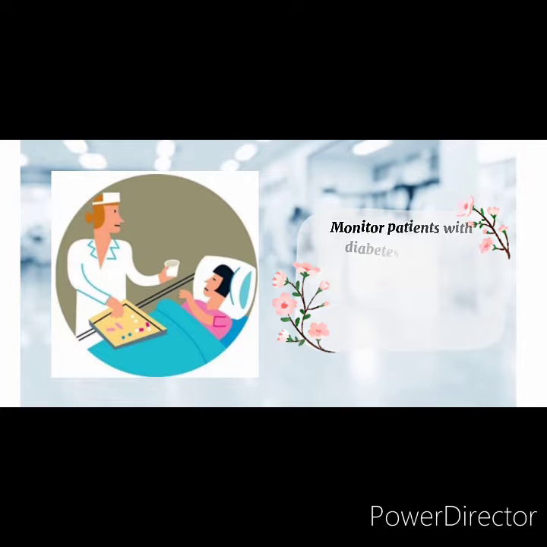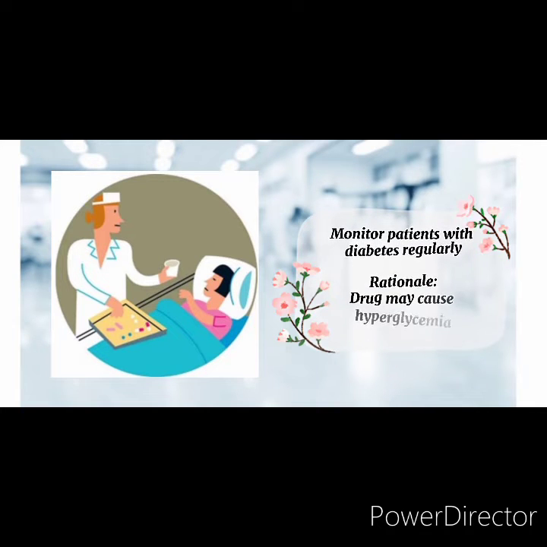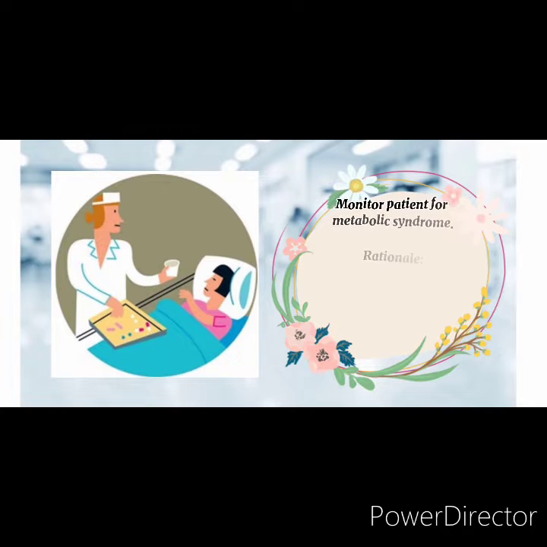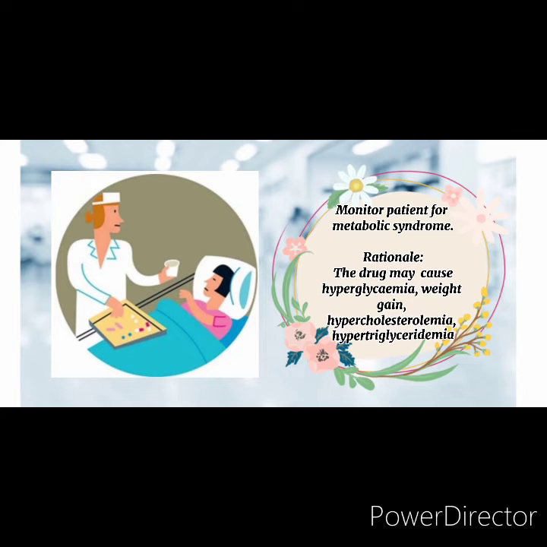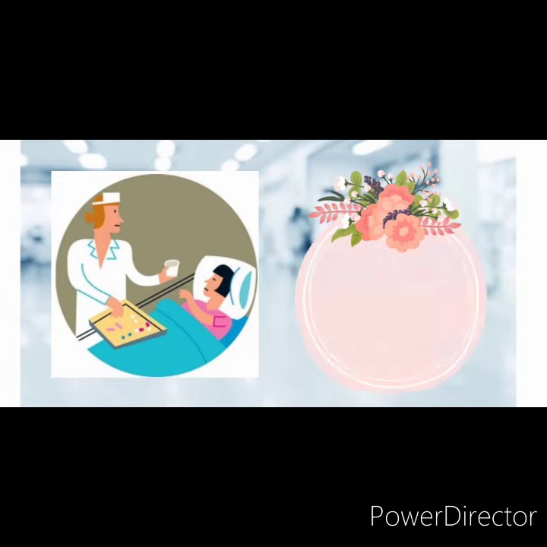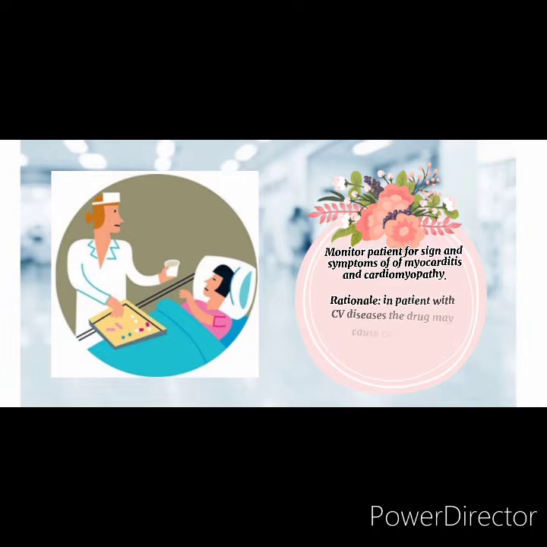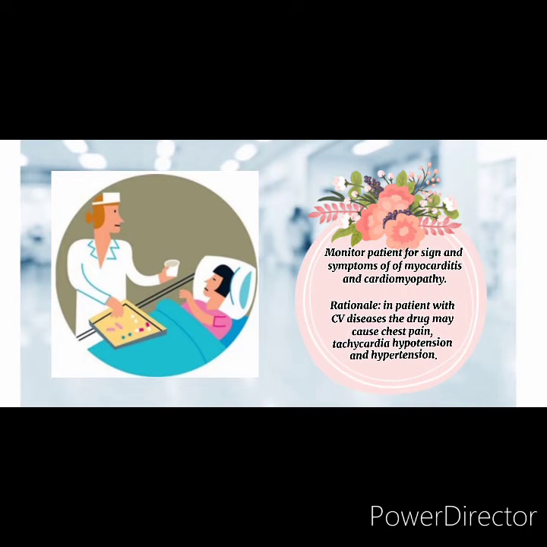Monitor patients with diabetes regularly. Rationale: the drug may cause hyperglycemia. Monitor the patient for metabolic syndrome. Rationale: the drug may cause hyperglycemia, weight gain, hypercholesterolemia, hypertriglyceridemia. Monitor the patient for signs and symptoms of myocarditis and cardiomyopathy. Rationale: in patients with CV diseases, the drug may cause chest pain, tachycardia, hypotension, and hypertension.